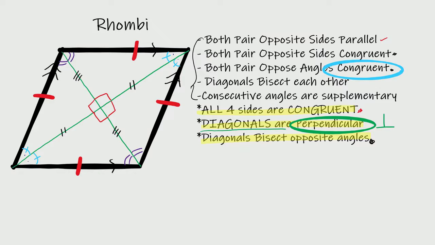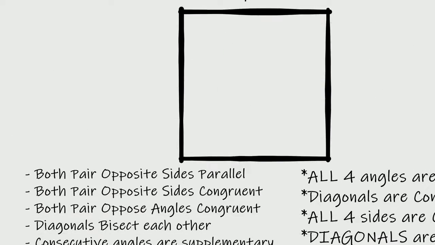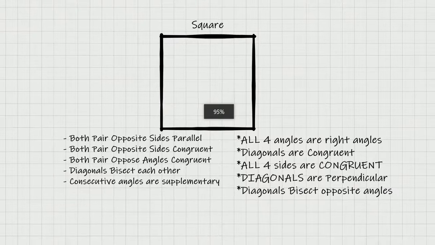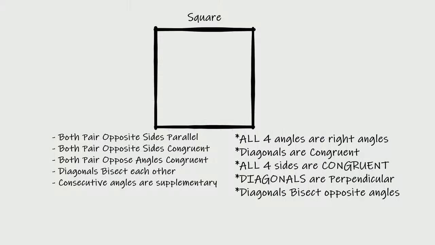Okay, and so that's how we distinguish that this is a rhombus. We're looking for these extra properties to make sure that one represents a rhombus. Okay. And so that takes us to the last special shape, which is a square.